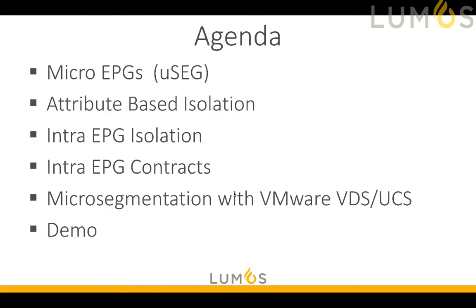So here's the agenda for today. We're going to talk about micro EPGs, their features, functionalities, differences between them and the base EPGs. We're also going to look at attribute-based isolation. This is the dynamic shifting of endpoints into these USEG EPGs. From there, we're going to talk about intra EPG isolation. We're going to go into intra EPG contracts, and then we're going to discuss microsegmentation with VMware and VDS specifically, especially if UCS is in the mix. So we're going to go through that. And then lastly, like I said, we're going to talk about the demo. We're going to go through that and look at the actual command line, ACI GUI, etc., on how we can actually apply microsegmentation.